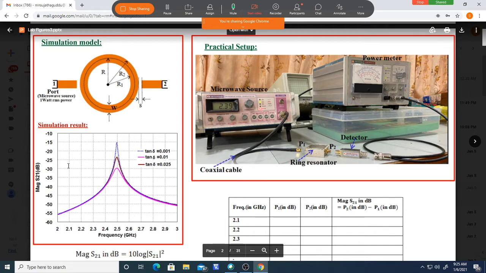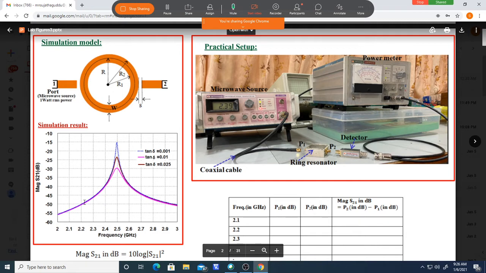There is an equipment called a vector network analyzer. Using that we can get this directly, practically and experimentally. But that equipment is not available in our laboratory because it is costly, around 25 to 30 lakhs. So we cannot measure the magnitude of S21 directly.